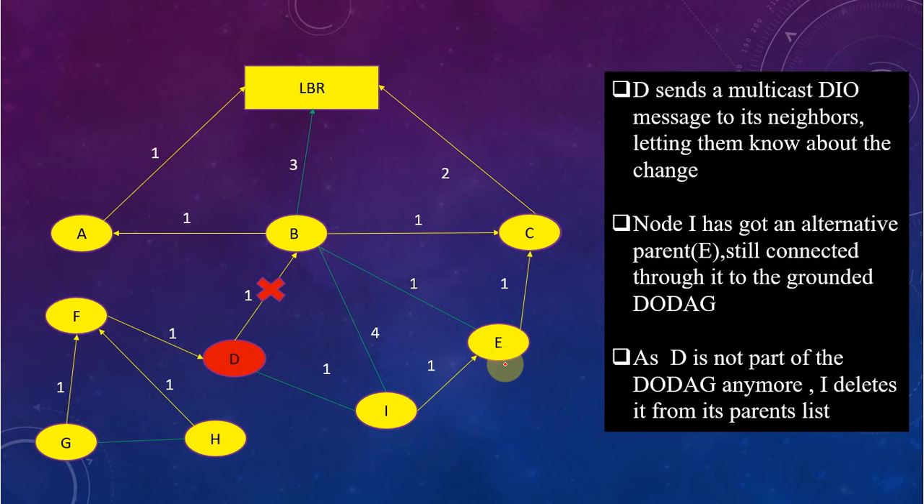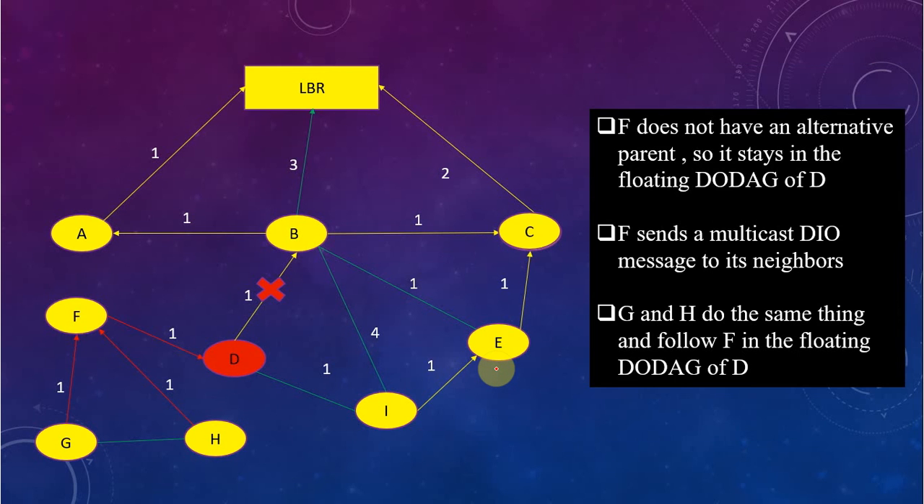As D is not part of the DODAG anymore, I deletes it from its parent list, because it has considered E as its parent. Then, as you can see, F does not have any alternative parent, so it stays in the floating DODAG of D.